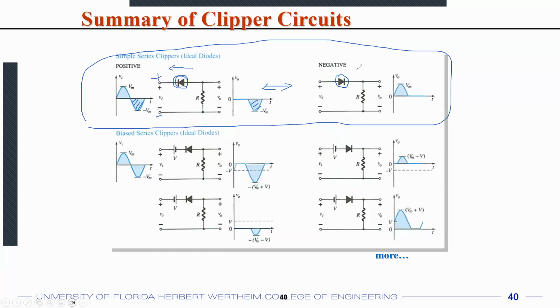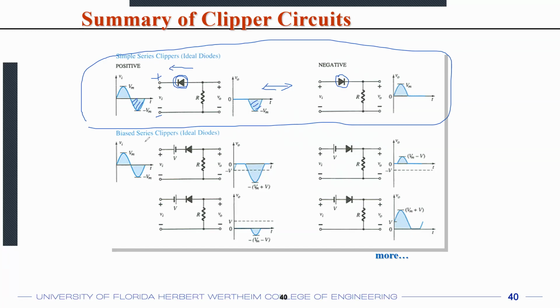If you reverse the direction of the diode, or basically the P and N terminals of the diode, you have a negative clipper. That means you're clipping off the negative half cycle. So the name comes from what you are clipping off. Positive clipper means the positive half cycle is clipped off. Negative clipper means the negative half cycle is clipped off.